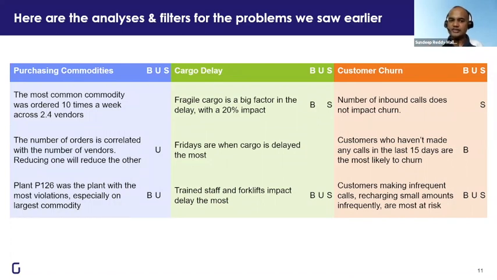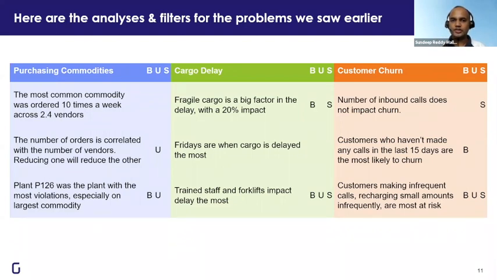Then the number of orders is correlated to the number of vendors. This was definitely useful. Our conventional wisdom says that if you have a lesser number of vendors, you're buying more from them, and if you have more vendors for a single product, you're buying less from each vendor. But this one turned the other way around. So this is useful. And specific plant P126 was the plant with the most violations. They were buying large commodities from a large number of vendors. So this is a big and useful insight so that you can go and act at plant 126.